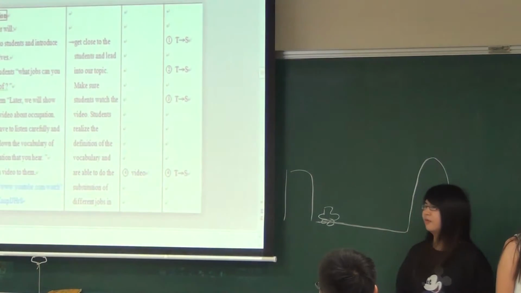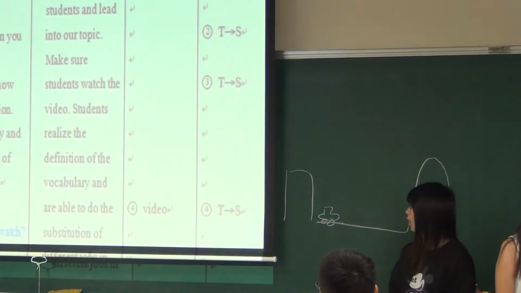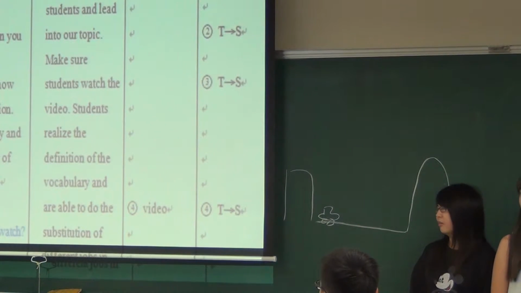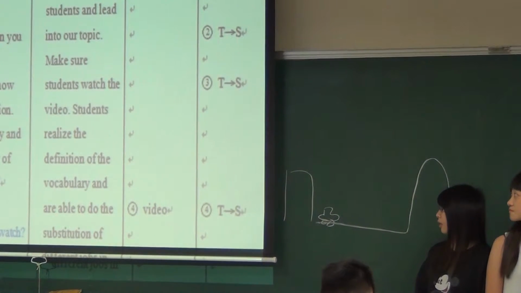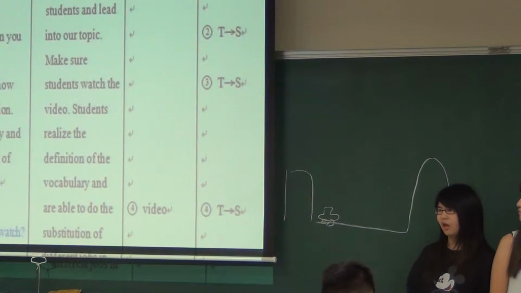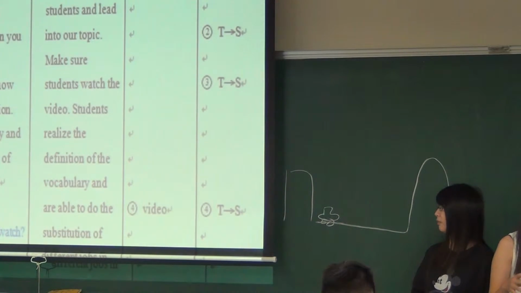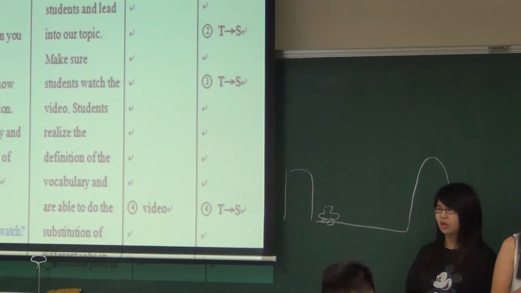And after watching the video, the teacher will ask students how many jobs in the video they are interested in, and ask a volunteer to write down the vocabulary on the blackboard. If they are not able to write the vocabulary, the teacher will replay the video again. And next, the teacher will ask students what they want to be in the future and why.